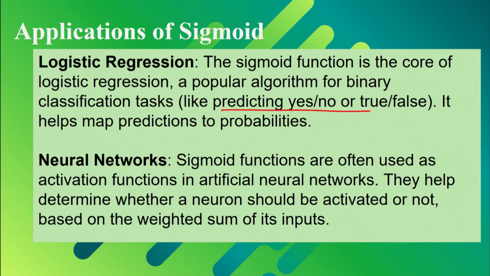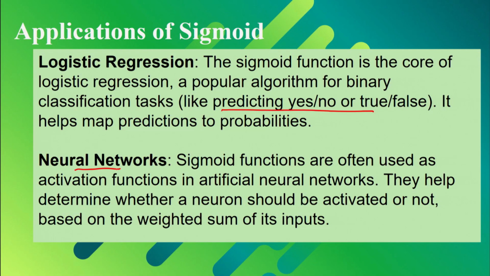Moving on to the first one, logistic regression. We understood that in logistic regression you can directly predict a value as either true or false, or yes or no. Here the sigmoid function is applied in the algorithm for binary classification problems, where there will be only yes or no values, and it helps us to map the predictions to probabilities.